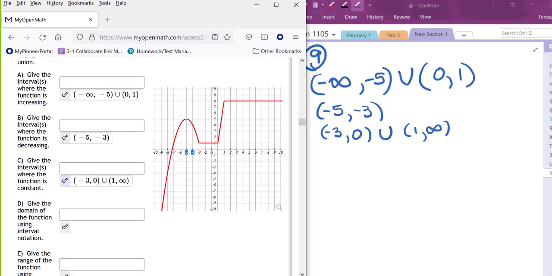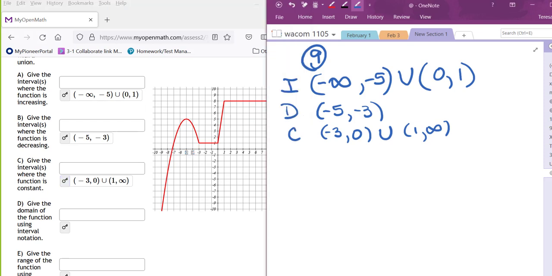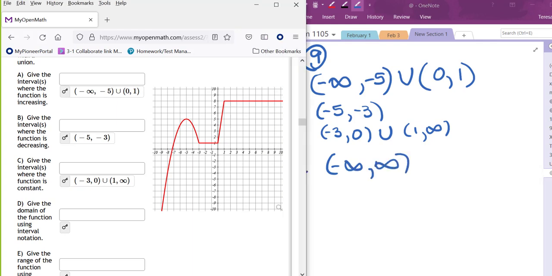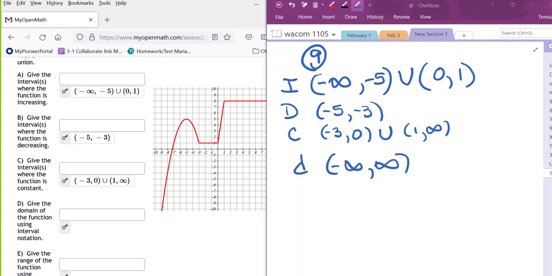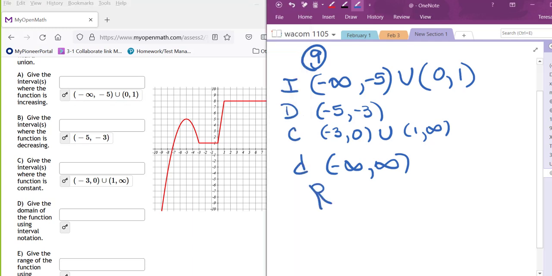So domain, it's going forever to the left, it's going forever to the right. So domain is negative infinity to positive infinity. And range will be the lowest to highest. It goes down forever. So that will come from negative infinity, but it is going to have a limit up here at the top. It's not going to go higher than 8. That is going to be the highest point.